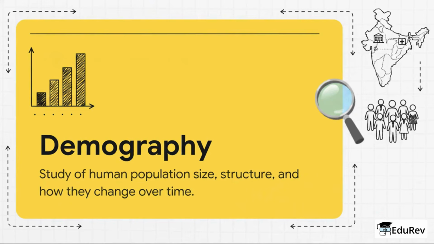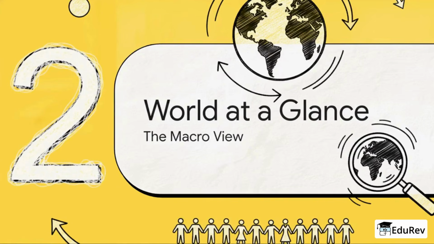Governments rely heavily on this exact data. Here in India, this information is collected every 10 years through the census. We use this data to figure out exactly where to build schools, hospitals, and roads, while businesses use it to understand who their customers are. Part 2. World population at a glance, the macro view.